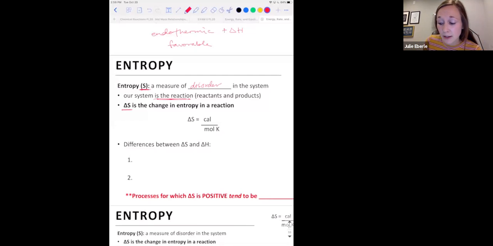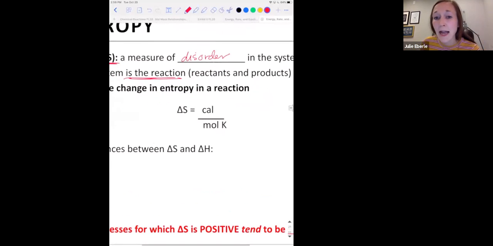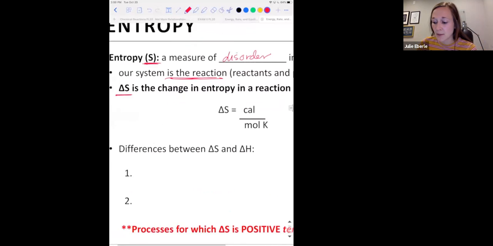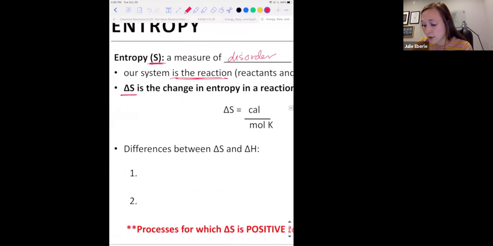And what are the units on delta S? They're right here. Calories per mole Kelvin. Those are the units for delta S. Now, these are a little bit different than units that we saw for delta H. Can anybody remember a difference or think of a difference between the units of delta S and delta H? What's one difference that you may notice right off the bat?